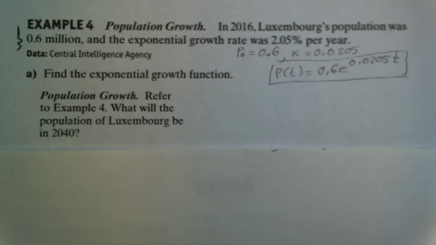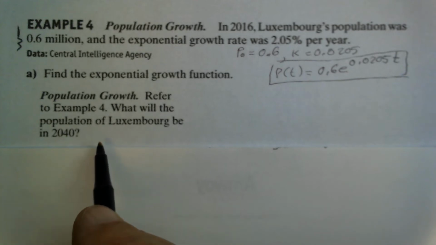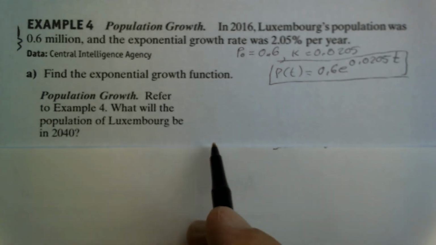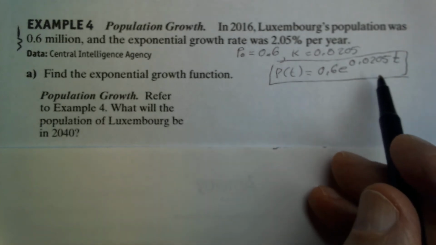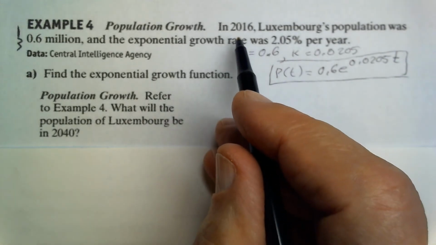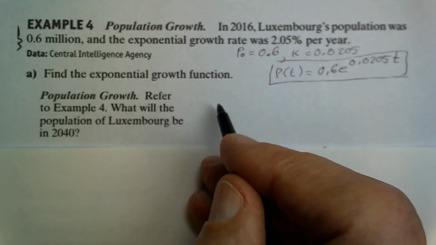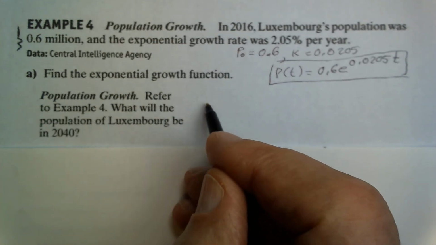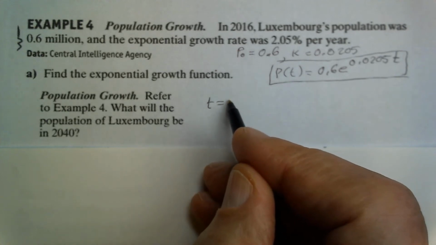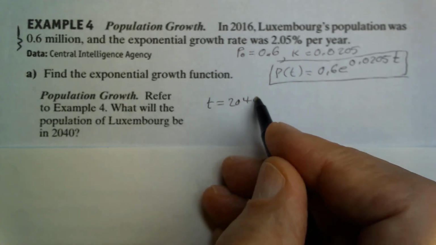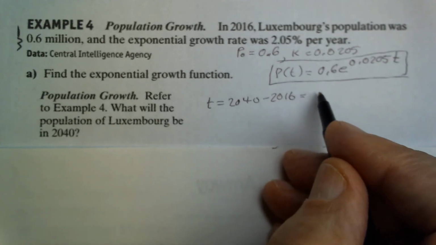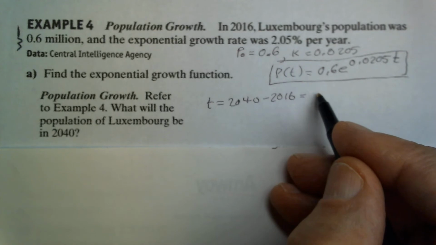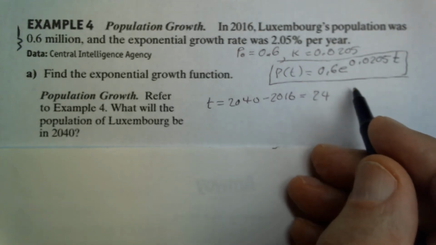The second part asks, what will the population of Luxembourg be in 2040? So the first thing we need to do is determine what t is in this case. So t sub 0, or t equals 0, is 2016. So t, in this example, is equal to 2040 minus 2016. That means t is equal to 24 in this model.